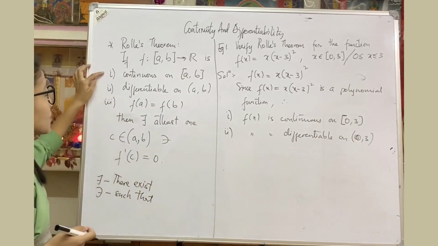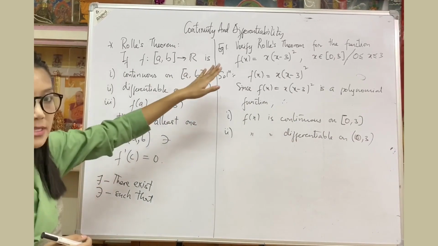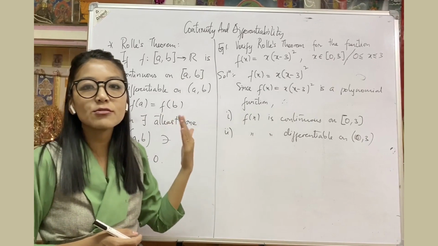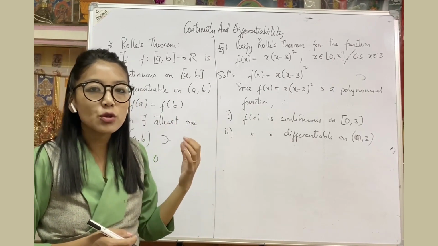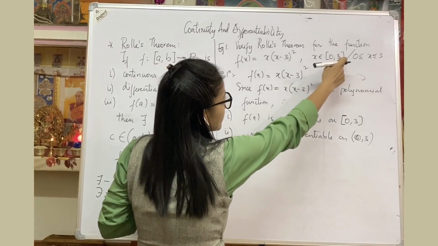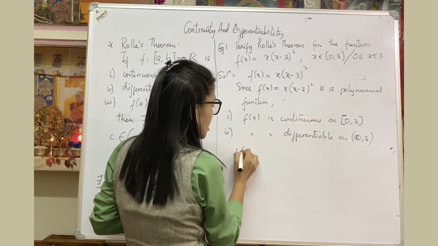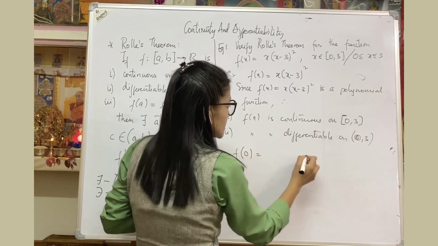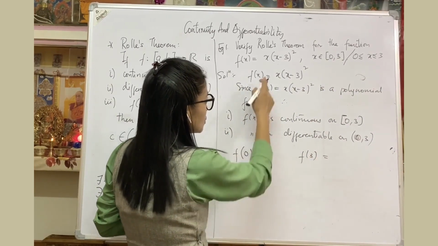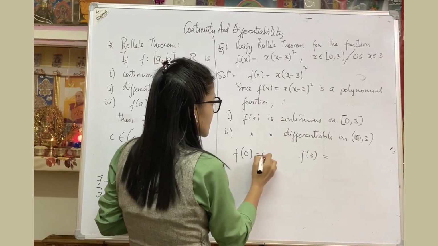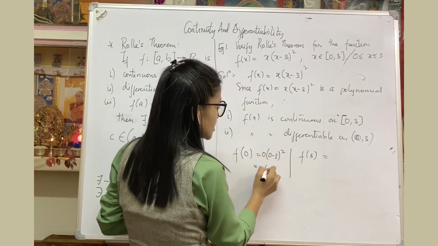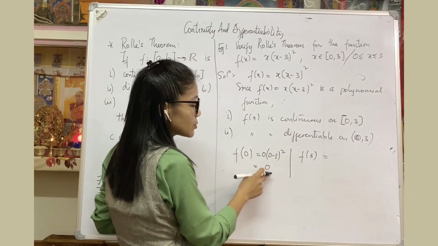Okay, now the first and second conditions are satisfied by this function. Now we have to check the third condition, that is f(a) equals f(b), whether this happens or not. Here a is 0 and b is 3, so you find f(0) and f(3). This is your f(x). f(0) is 0 into (0 minus 3) whole square. 0 into any term is 0, so f(0) is equal to 0.